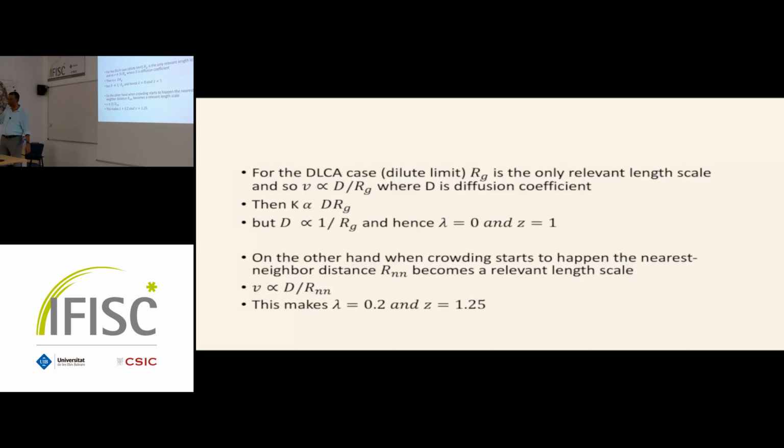That Smoluchowski figured out by more rigorous calculation in 1960. But we do that on the back of the envelope in a very simple scaling analysis. It's good to see that it matches. Now, when the system first becomes dense, a new length scale comes into the problem, and that's the nearest neighbor distance, which did not exist before. And when that happens, then the diffusion velocity can now be written in terms of that instead of the one length scale Rg. You put it together and you find that lambda becomes larger than 0.2 and z is 1.25.